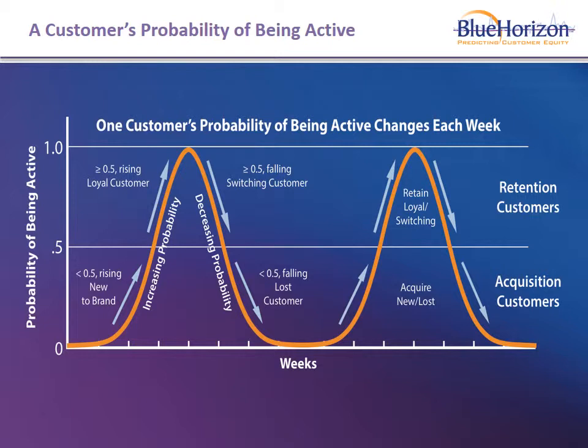As a side note, I showed you a 50% threshold here in our example, but marketers do not have to use a 50% threshold for acquisition and retention. Appropriate thresholds are set in the Blue Horizon system for each brand and should reflect market share and loyalty factors already known for the brand.